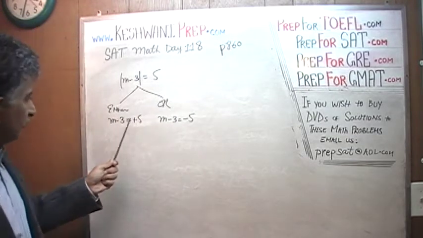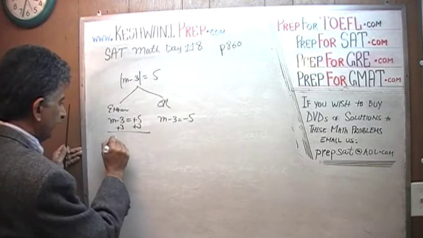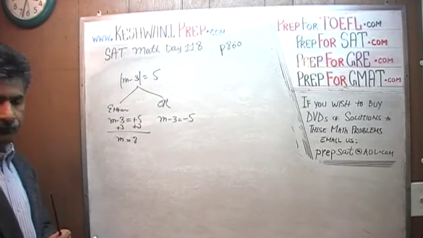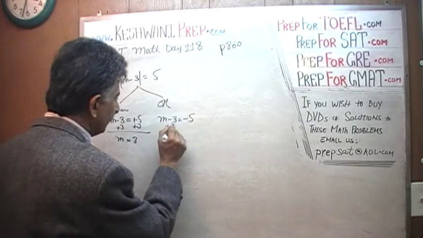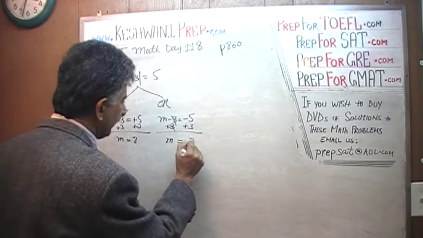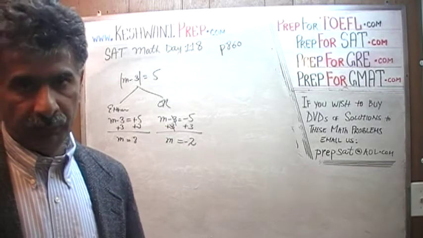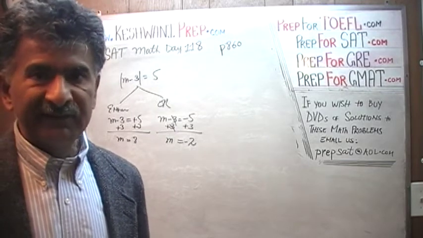If m minus 3 happens to be positive 5, then in order to find m, we have to add 3 to both sides, and we find that m equals 8. And in this scenario, we add 3 to both sides, and we find that m equals negative 2. The question is, which one is it? Well, for that we have to go back to the problem and see if we missed something.